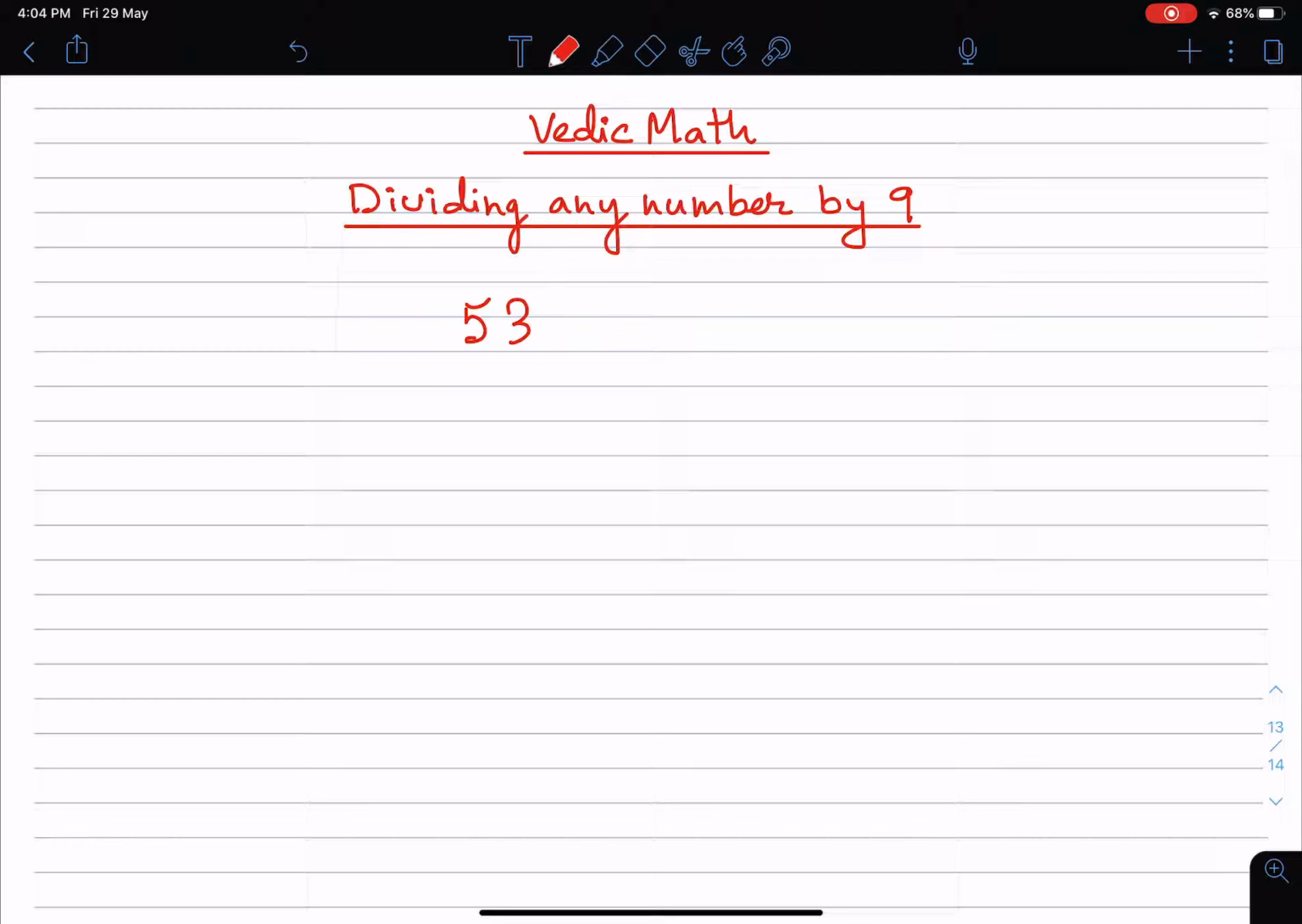For this case, it's very simple. You just write the number 53 and make a slash between these two digits. Now, you just add 5 and 3. So here it is 8. So that will be our remainder, and the quotient will be the left hand side number, 5. Okay? So it's very simple.